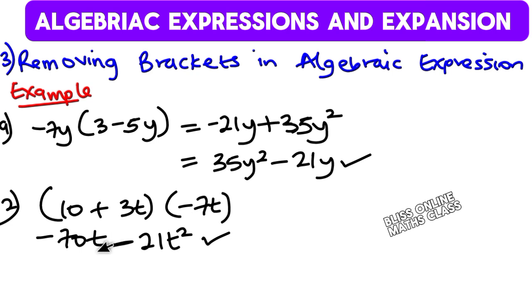We can't simplify that because here we have just t and then we have t squared. So there's nothing we can do again. So 10 times minus 7t is minus 70t, plus 3t times minus 7t is minus 21t squared. And that's our answer. Let's look at one other example.